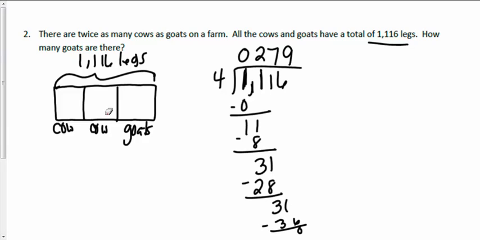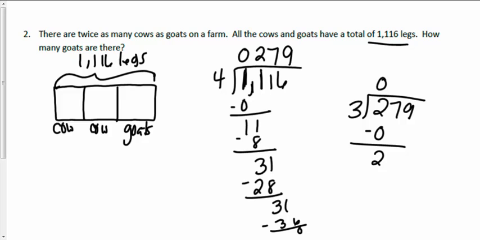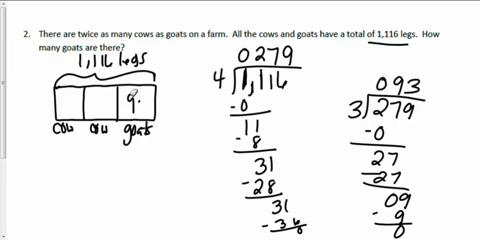So I know that there are as many cows as there are goats, and if I take 279 and I divide it by 3, this should tell me how many goats there are. So 2 cannot go into 3, so that would be 0. 0 times 3 would be 0. I'm going to add that to the tens. 27 divided by 3 is 9. 9 times 3 is 27. That 9 divided by 3 would be 3. 3 times 3 is 9. So that means that each of these boxes would be 93. 93, 93, 93. So this tells me that there are 93 goats.